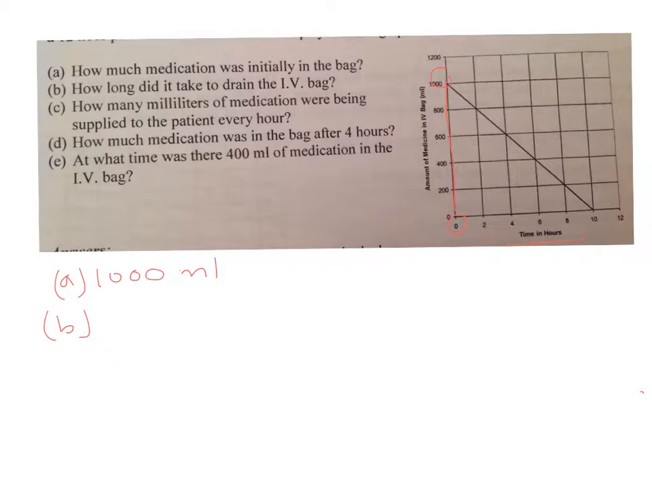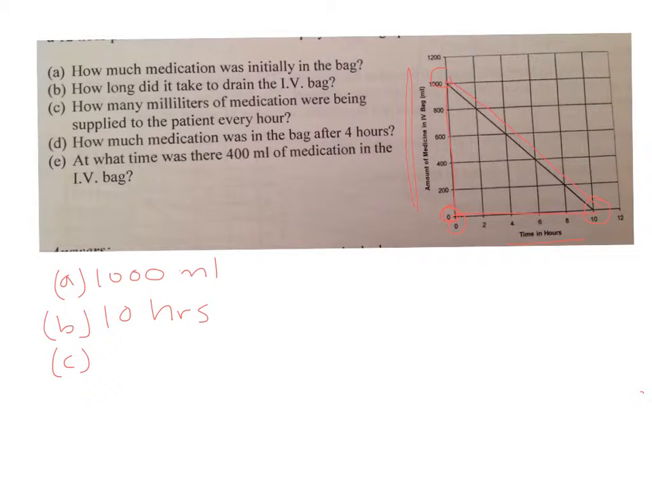How long does it take the medication to completely be empty out of the bag? Well, now we have to look at where the graph, so here's our graph, where is there none left? So the numbers along the side here tell us how much medication is in the bag. So here's 0. This is where there's 0 medication in the bag. When there's 0 medication in the bag, the graph hits the time in hours at 10. So after 10 hours, the bag is empty.